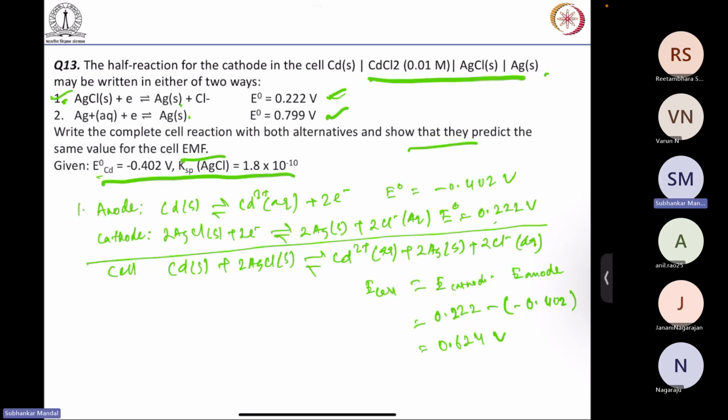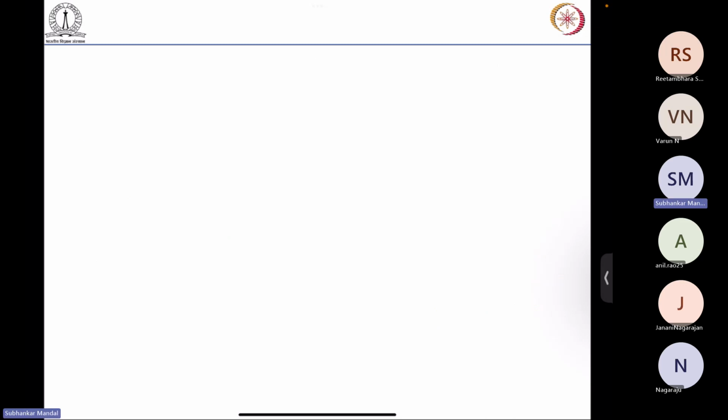Okay. So the second one: the anode reaction is the same, but the cathode reaction is different. I can write the second one on the next slide maybe. The anode reaction is the same, where cadmium is going to cadmium 2 plus plus 2 electrons. Again I can write the same thing, minus 0.402 volt.